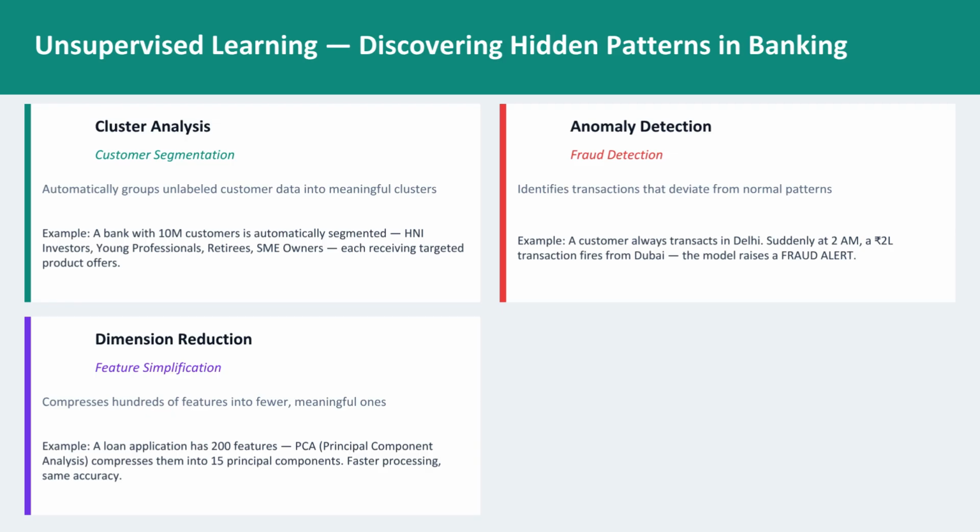PCA. PCA is the principal component analysis. It is one of the techniques that compresses those 200 features into just 15 principal components, preserving the most important information and discarding the noise. That results in faster model training, lower compute cost, same or even better accuracy.